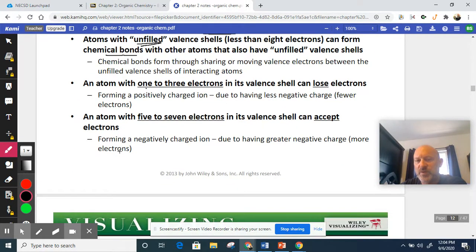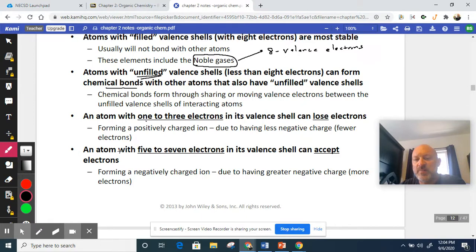When atoms either give up electrons or receive extra electrons, they become what are called ions, and they take on a certain charge. When an atom is losing electrons, it's losing negative particles. It's donating negative particles, so as a result, it's going to form a positively charged ion. And when an atom receives extra electrons, it's receiving extra negative particles, and that's going to result in the formation of a negatively charged ion.